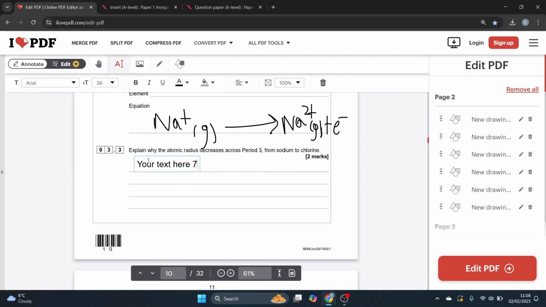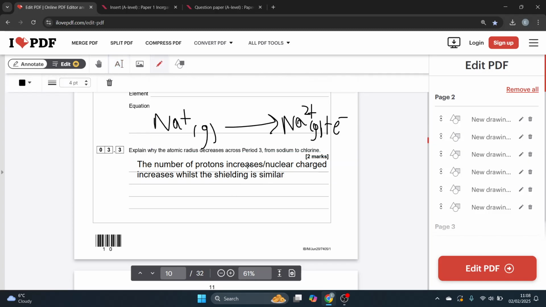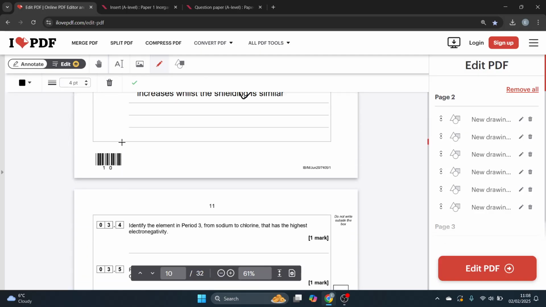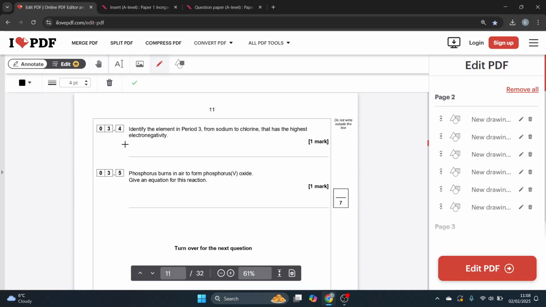Explain why atomic radius decreases. The number of protons increases, or you can say nuclear charge increases, whilst the shielding is similar. That's it. Very specific: number of protons increasing while shielding is similar, and therefore the atomic radius will decrease. Identify the element from sodium to chlorine with the highest electronegativity. It's going to be chlorine.